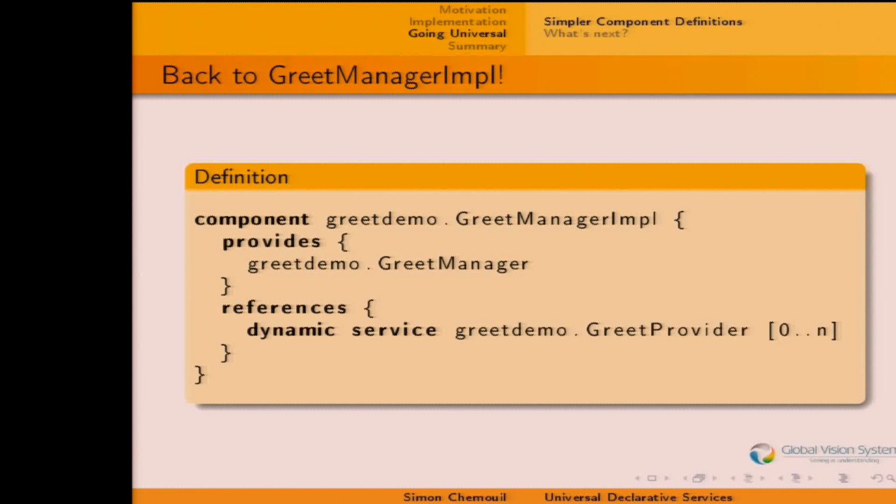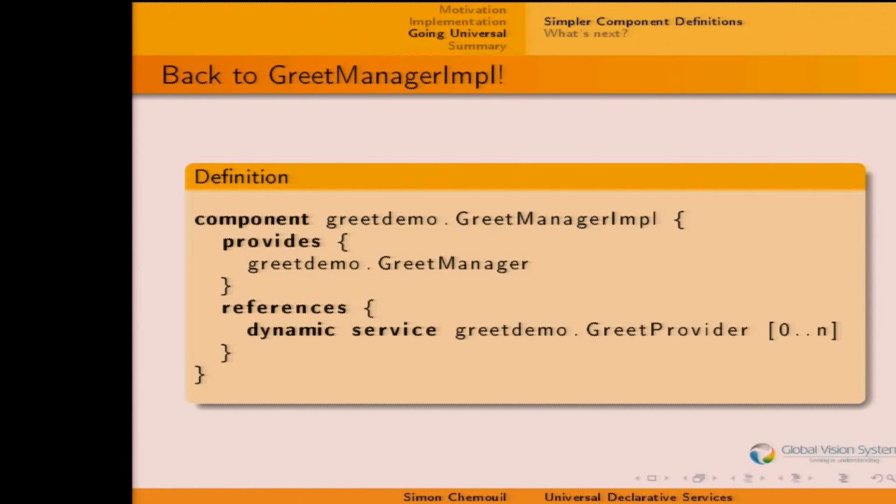So let's look at what my component looks like now when I use my small architecture description language. This is exactly the information that we have in a declarative service XML file, but with syntax checking, semantics, and verification. I say that I have a component, that's its name. It provides this service, and it references in a dynamic way the service called grid provider with this cardinality, 0..n. I find this really easy to read.